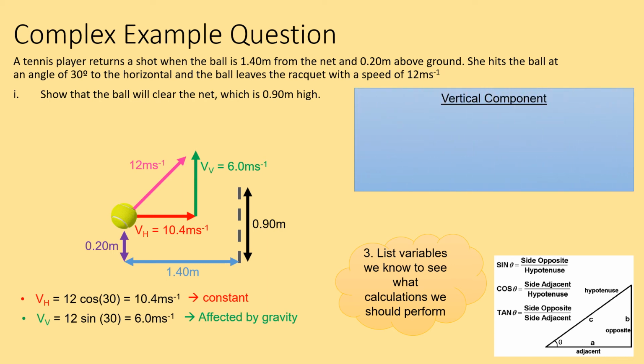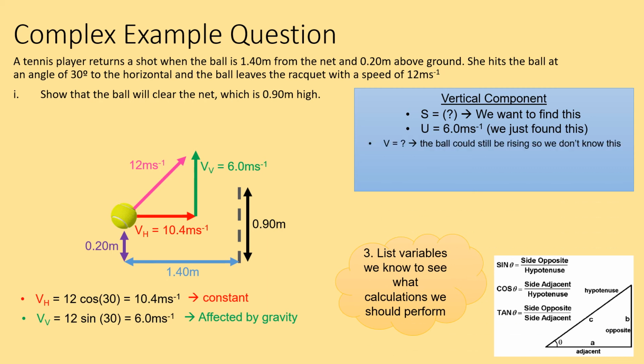So we look at the vertical component to start with. The displacement, we don't know what the displacement is going to be at the end of this. That's actually what we're trying to find out. The initial velocity in the vertical direction is 6 meters per second. The final velocity, we don't know what that's going to be. It could still be going up, it could still be going down, who knows. The acceleration due to gravity is minus 9.81 meters per second squared, and we don't know the time taken.